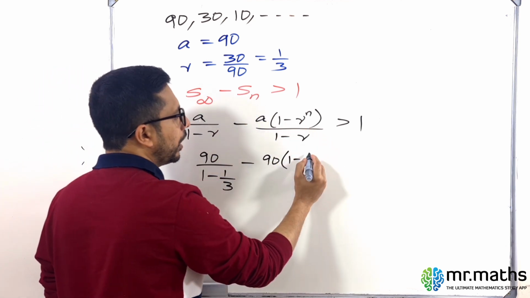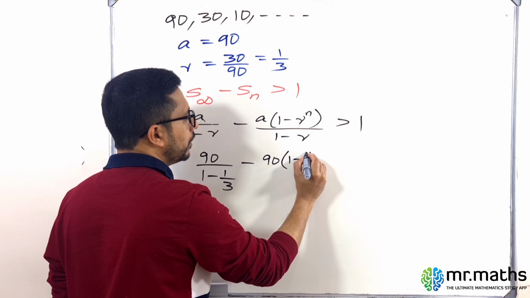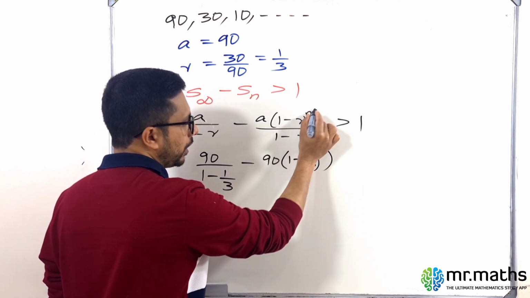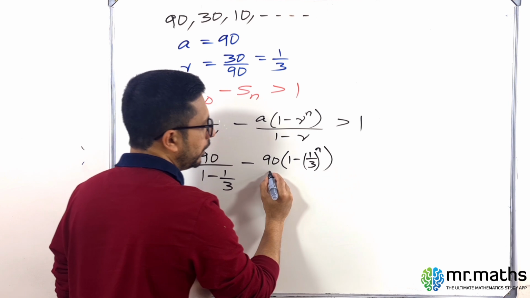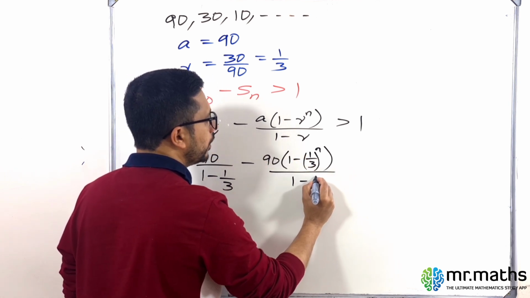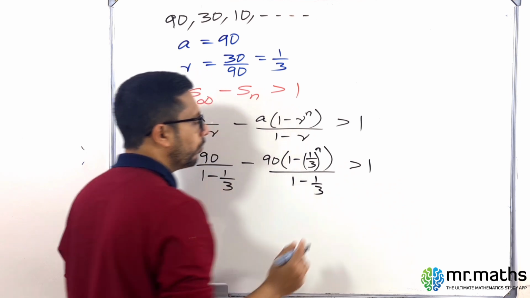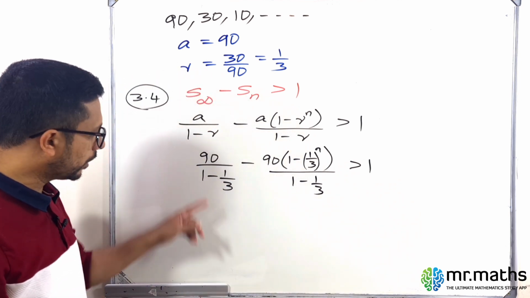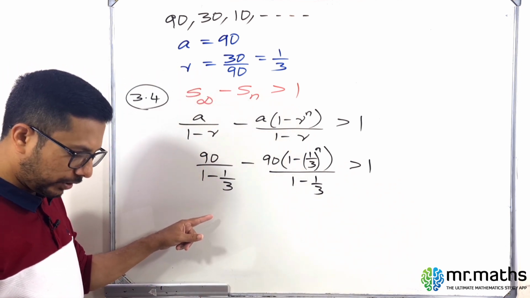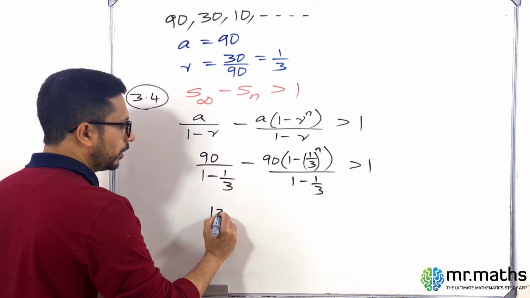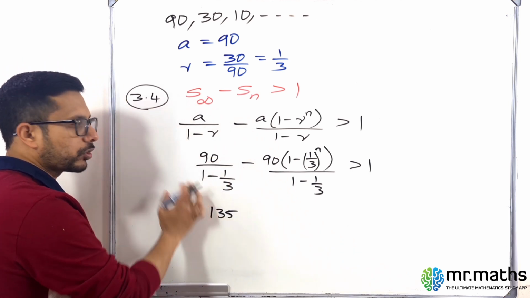Okay, so r is 1 over 3 raised to n. Then (1 minus r raised to n) divided by (1 minus 1 over 3), and that is greater than 1. So check in your calculator what is the answer of this one. In your calculator you will get 135.